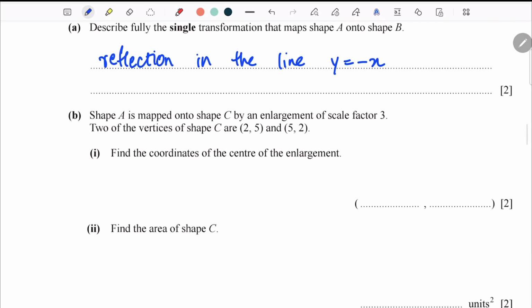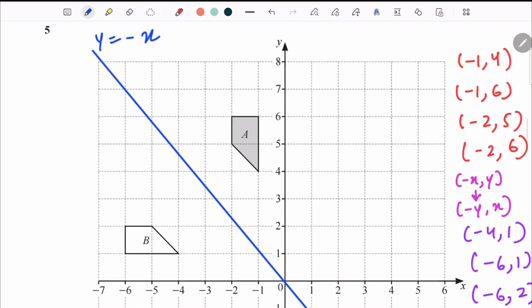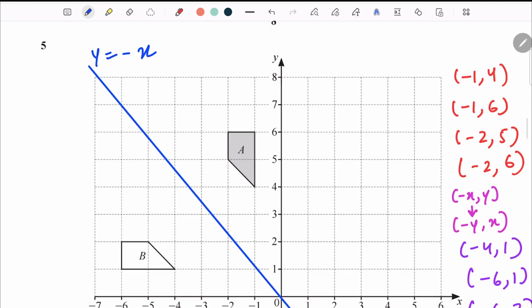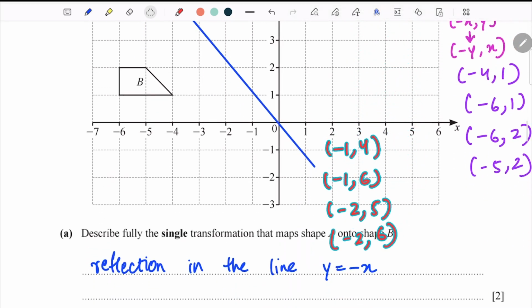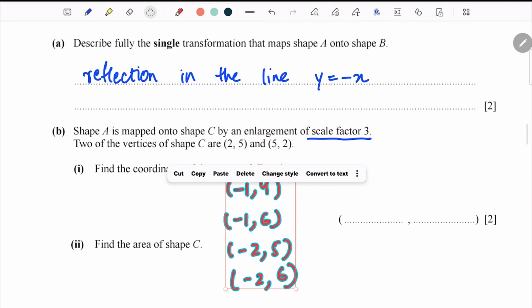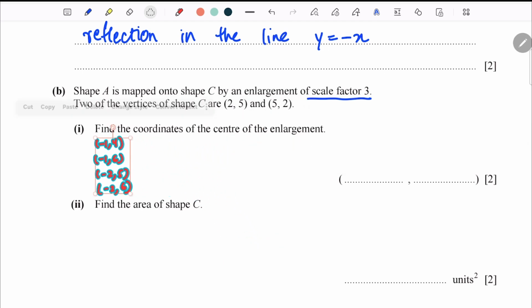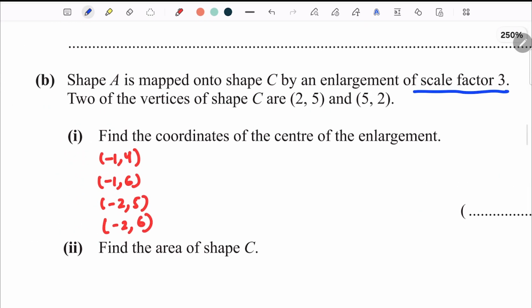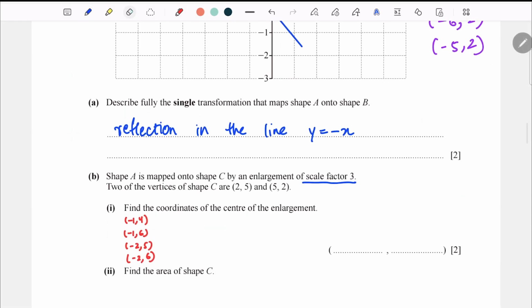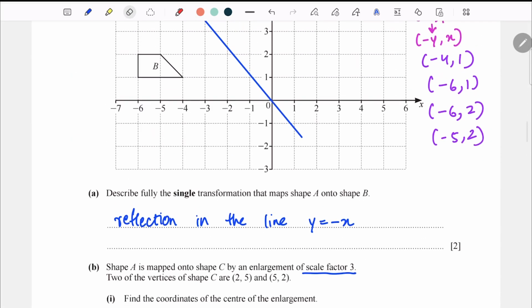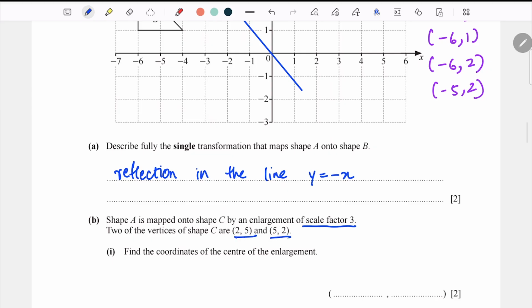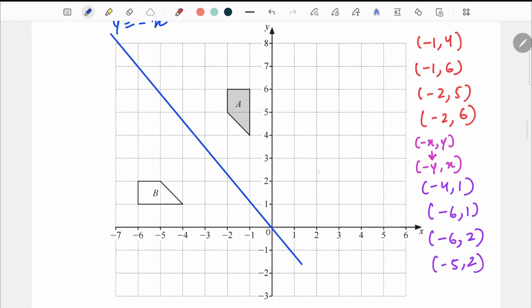Now in part B, shape A is mapped onto C by an enlargement of scale factor 3. So the coordinates of A were, I'm going to copy these down right here. These have to be enlarged by a scale factor of 3. So basically it means that they have to be multiplied by 3. Two coordinates are already given to us. Instead of multiplying by the scale factor, I'll just copy these down. Basically 2 comma 5 and 5 comma 2 are given. So 2 comma 5 will be this and 5 comma 2 will be here.